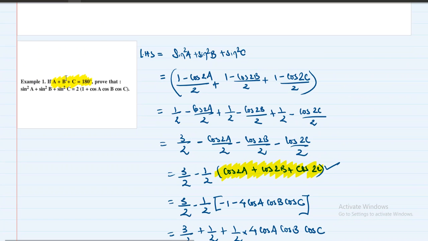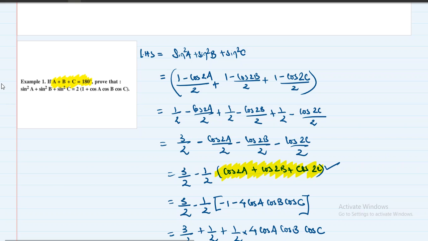So if we have a plus b plus c as 180 degrees, we have to prove that sin square a plus sin square b plus sin square c is equal to 2 times (1 plus cos a cos b cos c). In place of sin square a, we can put (1 minus cos 2a)/2, sin square b we put (1 minus cos 2b)/2, and sin square c we have (1 minus cos 2c)/2.